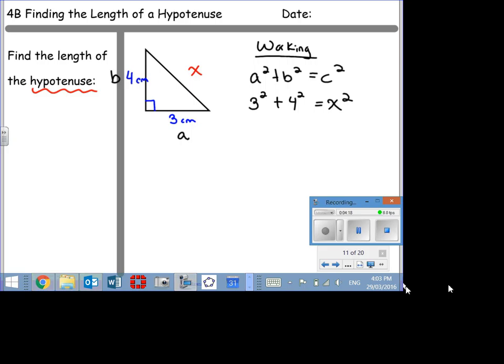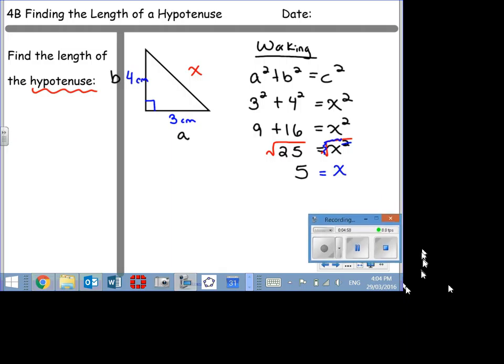We can go ahead and simplify this because we know 3 squared is 9, 4 squared is 16, and then I can go ahead and add 9 and 16 makes 25. So now how do I actually isolate my X? If I have an X squared, then that means something squared equals 25. So the opposite of squaring is to square root. If I square root both sides, the square and the square root symbol cancel each other out, and I'm just left with X. And the square root of 25 is 5.